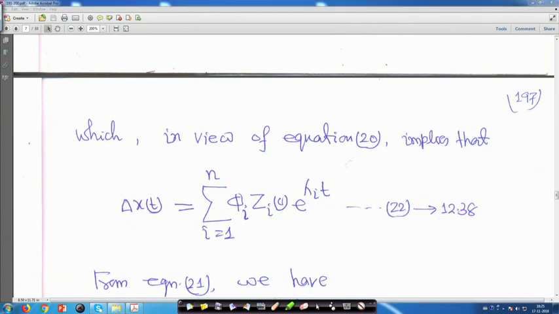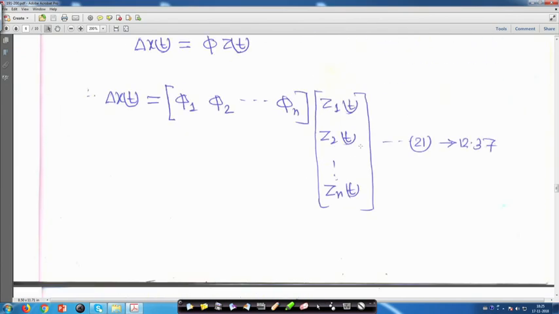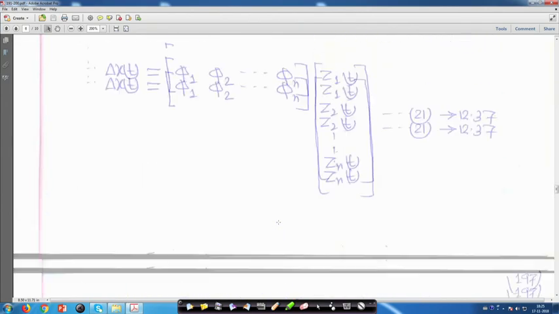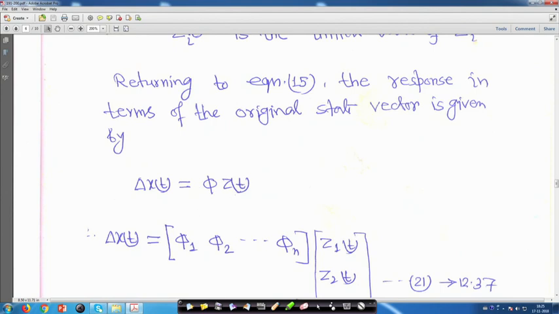Therefore, from equation 21, we have z t is equal to phi inverse delta x t. From this equation you can get z t is equal to phi inverse delta x t.